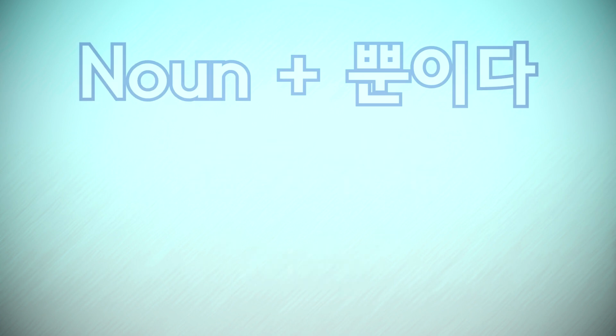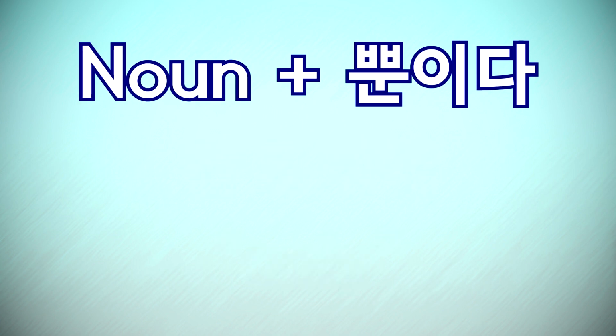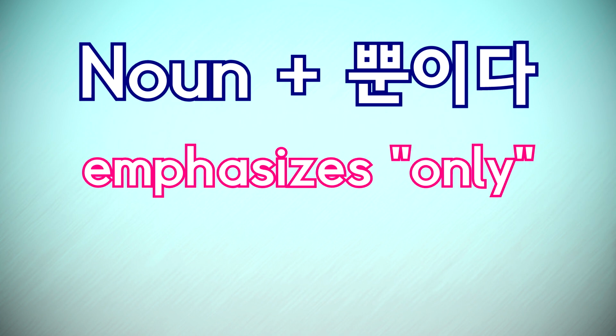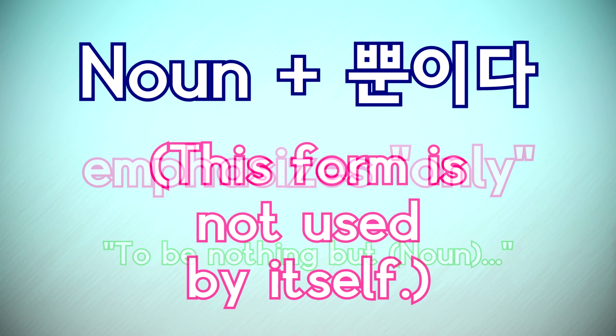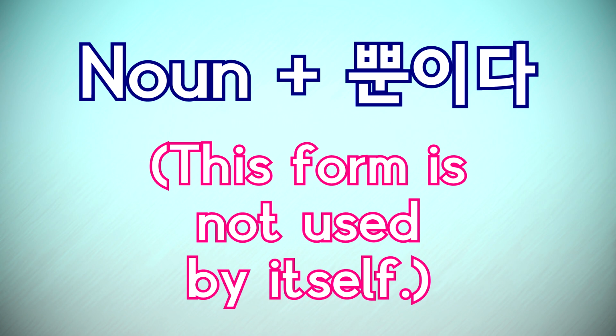Alright, let's get started. Here's our first form. To make this form, attach 분 directly after a noun without a space, and then conjugate 이다. This form, 분이다, is used to add more emphasis to the meaning of only after a noun. You can think of this form as meaning to be nothing but noun. Note that you wouldn't simply emphasize a very short sentence that only contained one noun and 분. There should be a real reason in the sentence why you're emphasizing something in it. So think longer sentences and not shorter sentences when you're using this form.